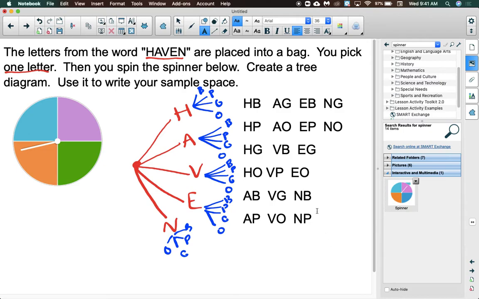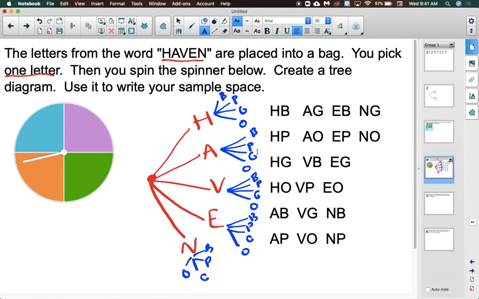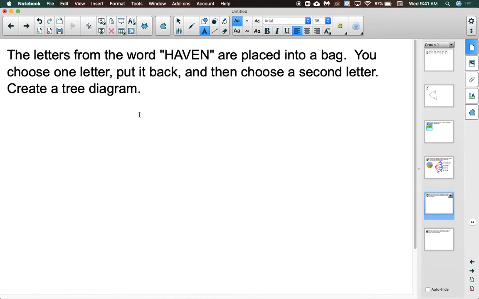I'm only going to do the sample space one time. What I really want you to see is how to create those different styles of tree diagrams. This tree diagram will be when you have 2 completely different steps. The first step was picking a letter. The second step was spinning the spinner. This tree diagram is when we have the same step and we do it twice. In this case, we have the letters from the word haven, and we pick one letter, and then we put it back in the bag so it can be picked again, and then we choose a second letter. So we're still picking a letter first, but then we're picking a letter again the second time.